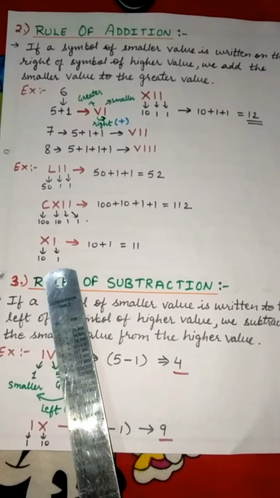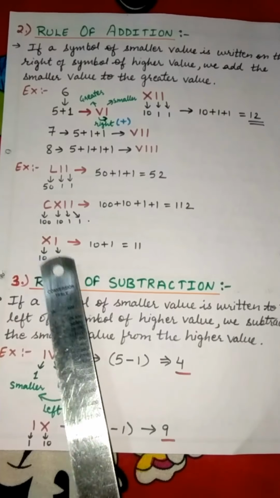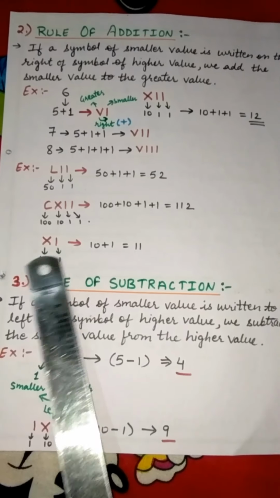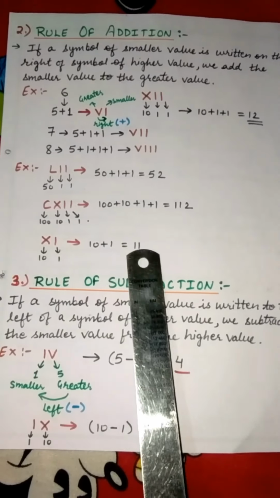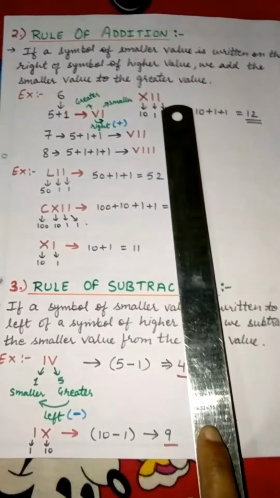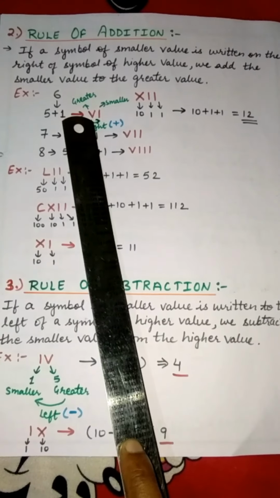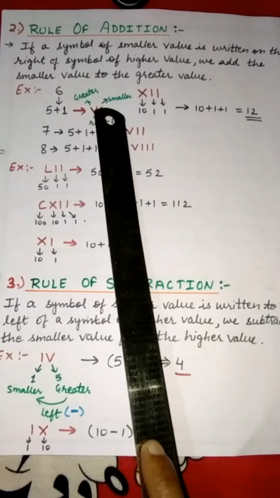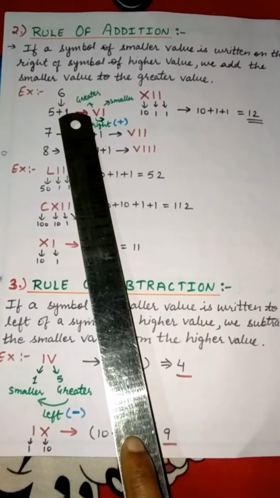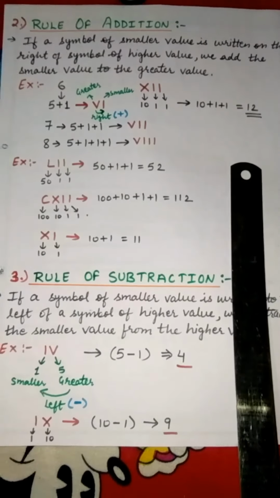If you have to write 11, you will write X and on the right of X you will write I. This shows addition. 10 plus 1 will be 11. So this rule of addition says that if a greater value is there and a smaller value is written on the right of greater value, it will be added to the greater value. This is the symbol of addition.